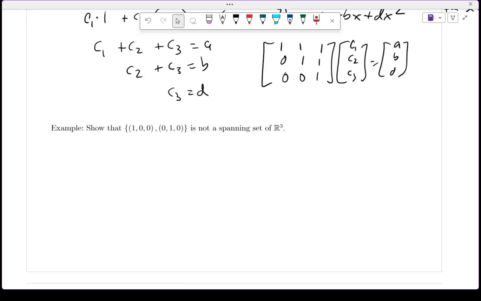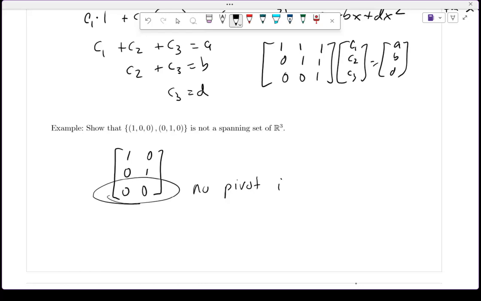So what do you think we should do here? Instead of our matrix, good. 1, 0, 0. Going down. Good. 0, 1. Good. That's it. What do you get when you row reduce that matrix? What matrix do you get? That one. That is the reduced row echelon form of that matrix, right? Do I have a pivot in every row? No. There's no pivot in row 3. So it's not a spanning set.